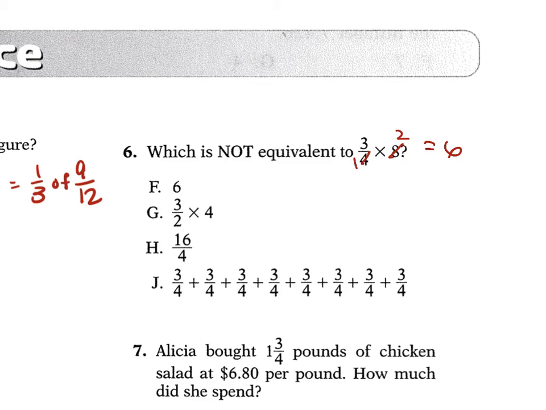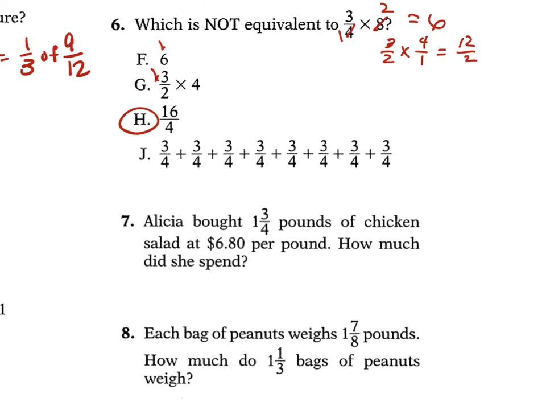2, 4, yes. This works, this works. The 16 over 4, though, no. 3 over 2 times 4 over 1 would be 12 over 2, not 16 over. So H is not equivalent. The 3/4 times 8 is the same thing as 3/4 times itself 8 times, or adding 3/4 to itself 8 times. So J is obviously equivalent.